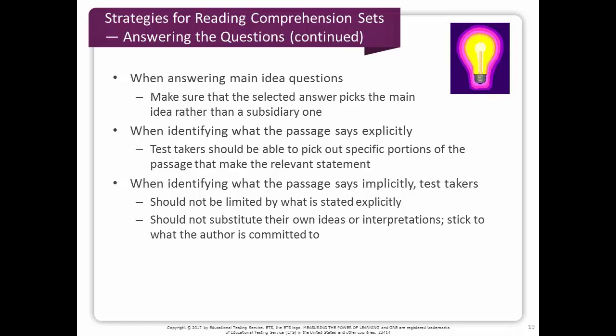When identifying what the passage says implicitly, you are being asked to read between the lines, as opposed to identifying what has been literally stated. This does not mean that you should substitute your own interpretation, but that you should identify what idea the author is trying to convey.